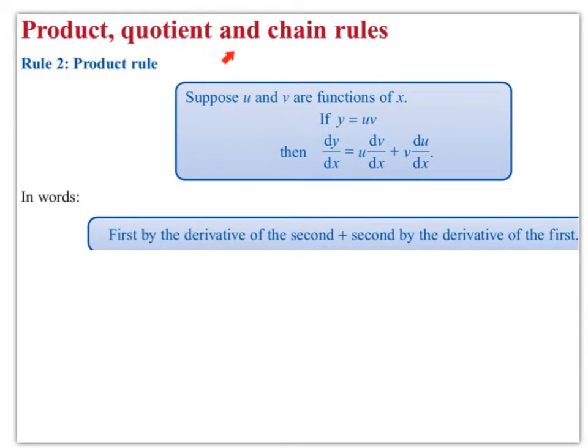Product, quotient, and chain rules. Rule 2, the product rule. Suppose u and v are functions of x. If y equals u multiplied by v, then dy/dx equals u multiplied by dv/dx plus v multiplied by du/dx. In words, first by the derivative of the second plus the second by the derivative of the first.